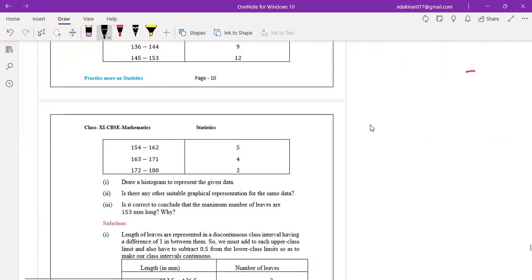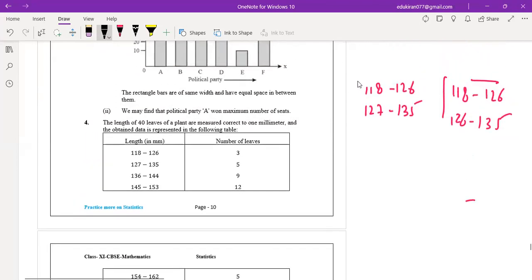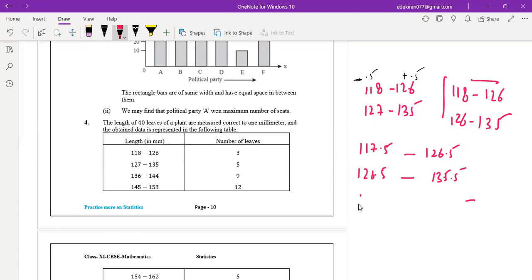Okay, so it will be like this. What you have to do, you have to subtract 0.5 from here and you have to add 0.5 here. Clear? Okay. So if you subtract, it will be 117.5 to 126.5. And here it will be 126.5 to 135.5, right? And here it will be 135.5. And here it will be 136.5. Like this you will make. And others, it will be the same.